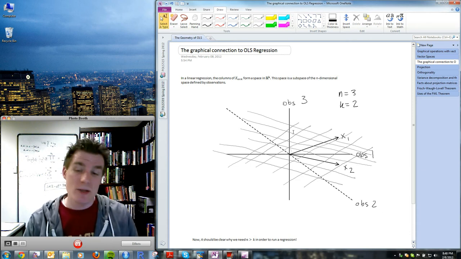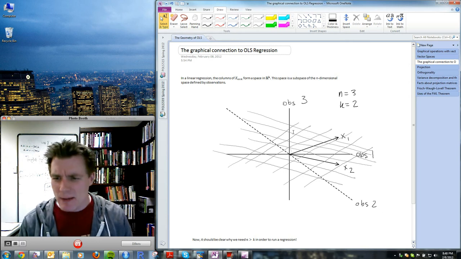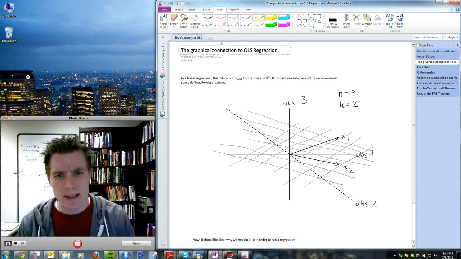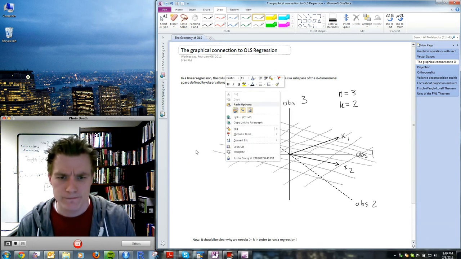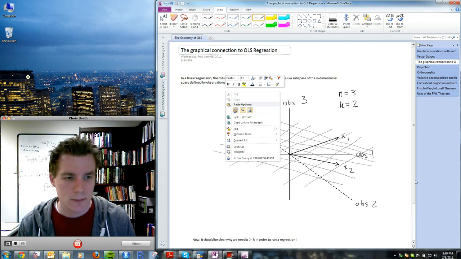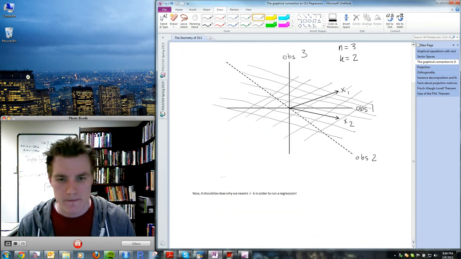That's the 3-dimensional version. Now you might be able to see this a little bit more easily if we consider a 2 observation space. Let me move this down a little bit.